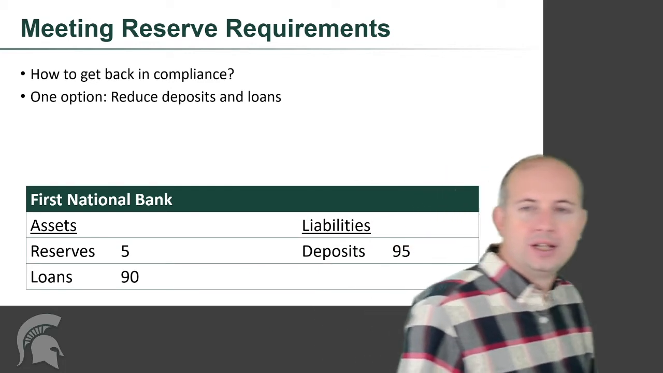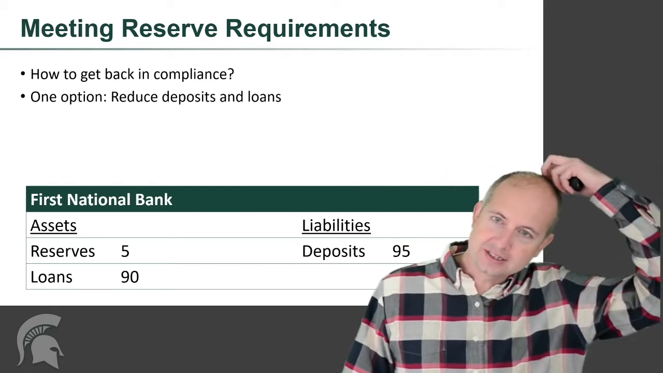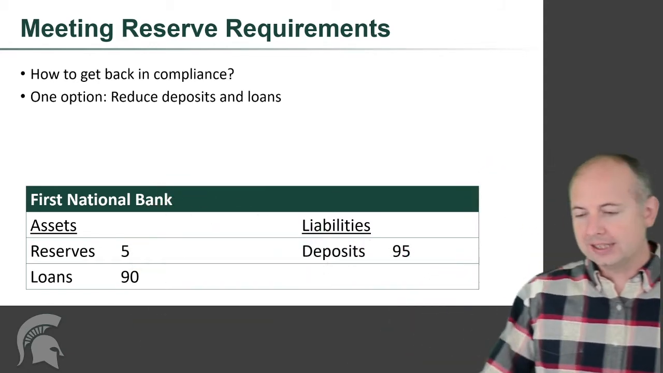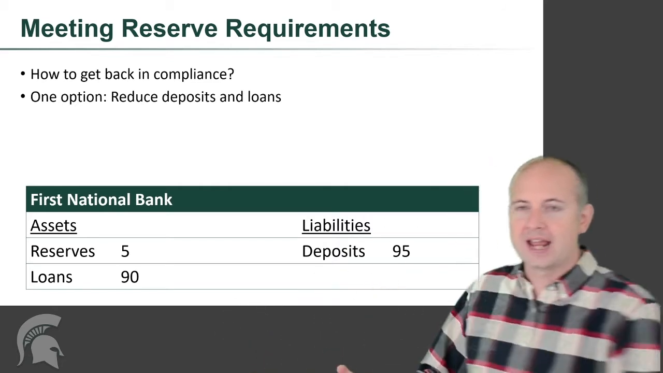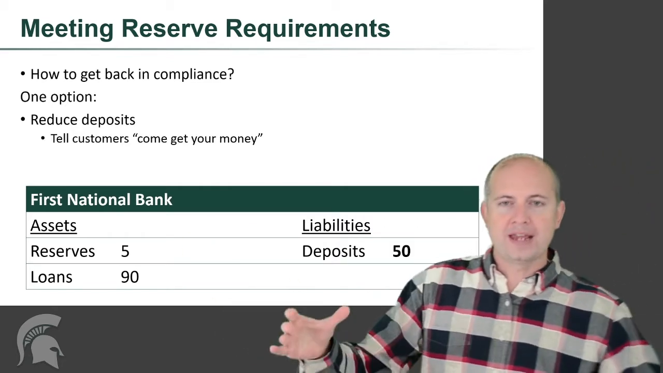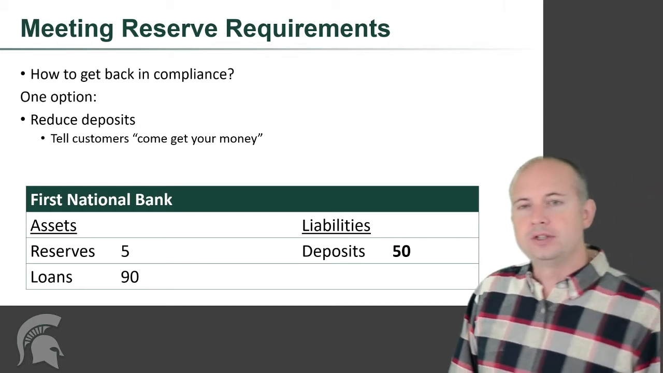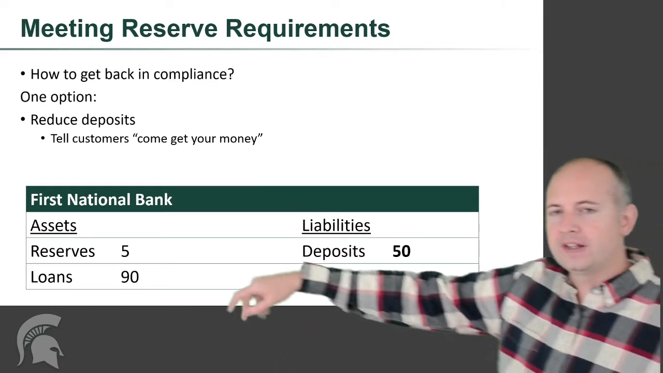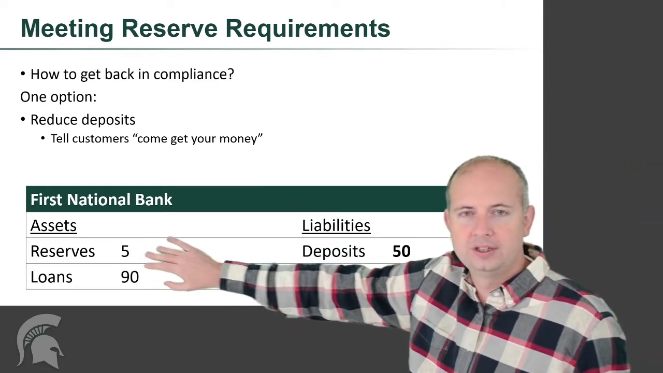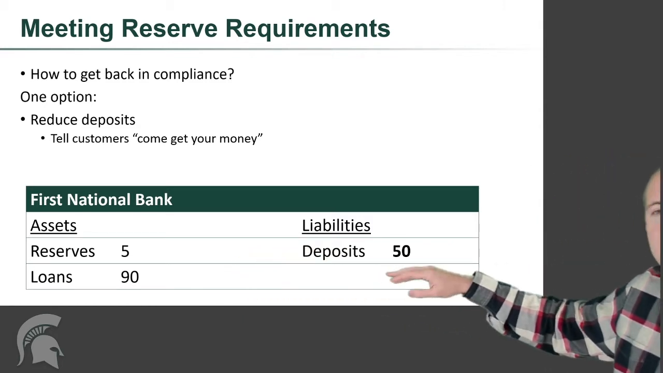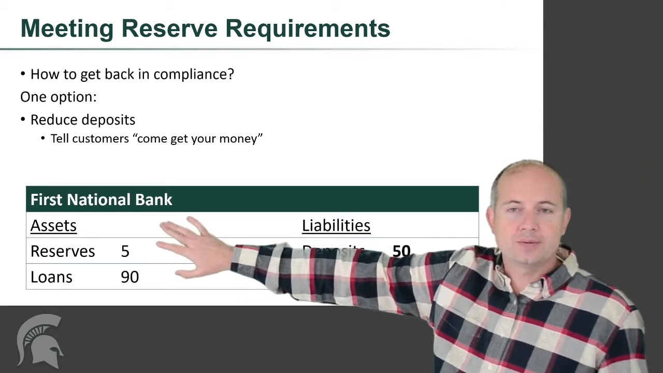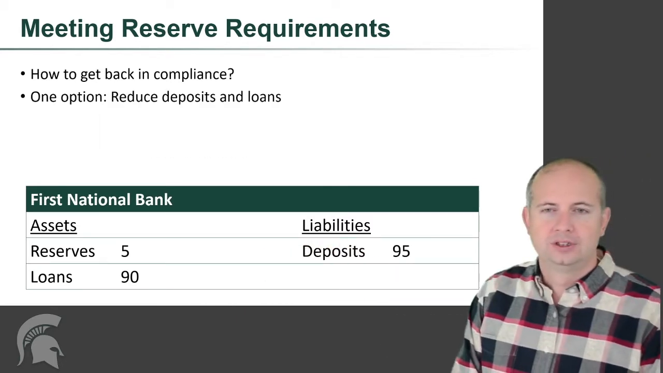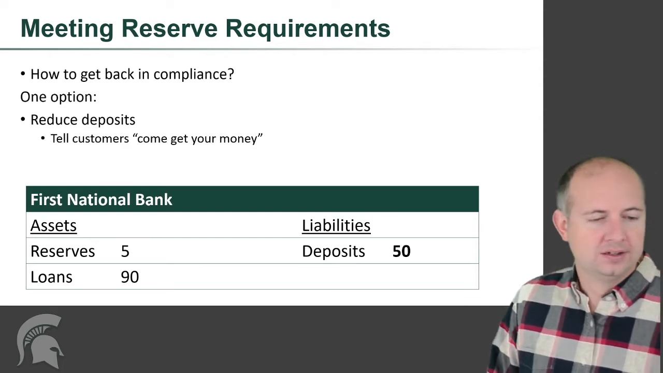So one option is the bank can reduce deposits and loans. You think about it, you're like, oh, I only have $5 in reserves. That's not enough money to support this big bank that I have now. So what I need to do is shrink the bank up, shrink my balance sheet. So that means reduce my deposits. So I tell some of my customers, come get your money. I have $5 in the vault, and a 10% reserve requirement means I need to get deposits down to 50. Which means I have to go from 95 down to 50.